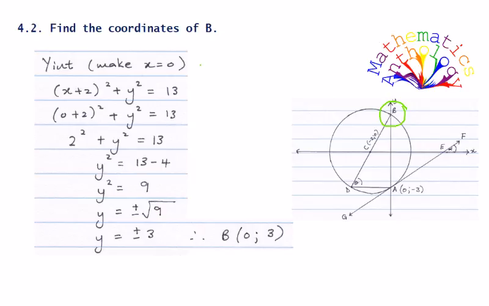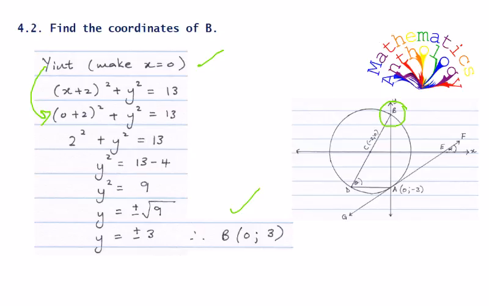4.2, find the coordinates of B. If we look at where B is on the diagram, we can see that B is a point on the circle that is actually on the y-axis. So that would make B the y-intercept of the circle. For the y-intercept, we know the rule is make x equal 0. So we take the circle equation, we make x 0, and we solve for y.